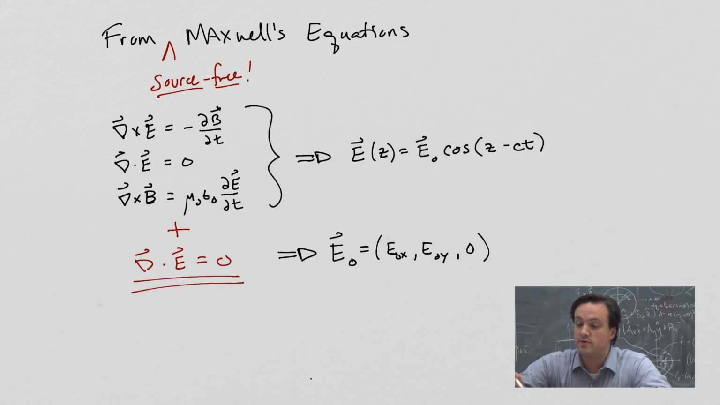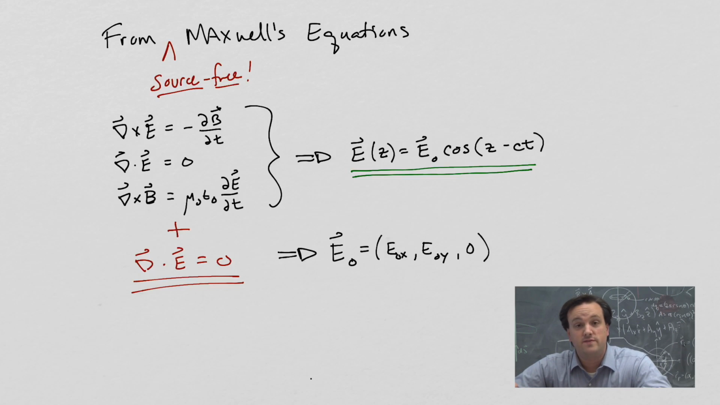In this case, I'm parameterizing that wave equation as a wave traveling in the z direction. And so the electric field is some vector that we called E naught, which represents the amplitude of the wave in the x component, the y component, and the z component of the electric field. And then the part that looks like a wave, the cosine of z minus ct.